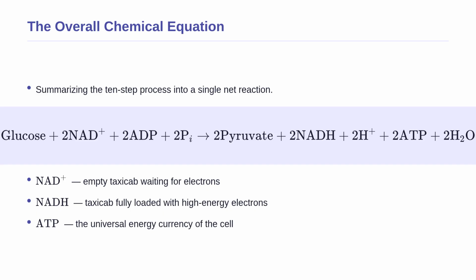NAD+ acts like an empty taxicab, waiting to pick up high-energy electrons. ADP and inorganic phosphate are low-energy building blocks. On the right, we see our products. The glucose is chopped into 2 molecules of pyruvate. We get 2 molecules of NADH, which are the taxicabs now fully loaded with electrons. Most importantly, we generate 2 molecules of ATP, the universal energy currency, along with water. If glucose increases, the pathway pushes forward to make more ATP.